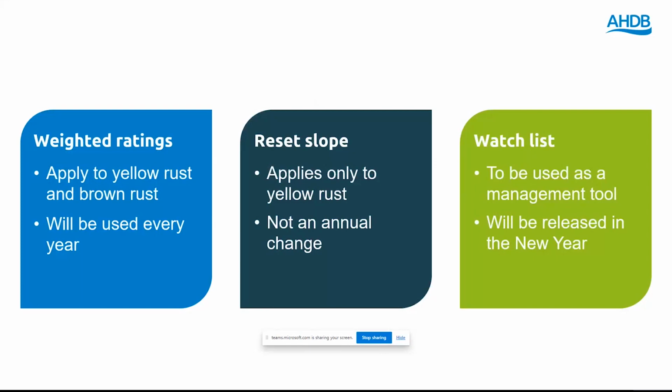So just to wrap up what we've talked about today, there are two changes that have been applied to the main RL yellow rust ratings, the weighted rating and the reset slope. The reset slope won't be applied annually, but the weighted ratings will, and the brown rust ratings will also be subject to the weighting described earlier. We'll be releasing the watch list in the new year, and this is to be used as a monitoring and management tool rather than for variety selection.